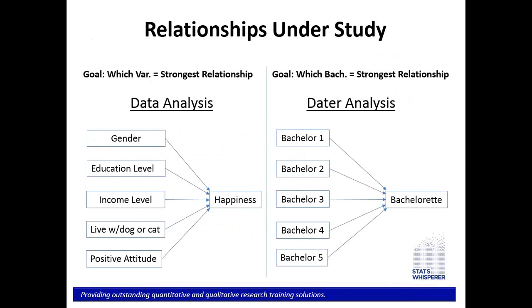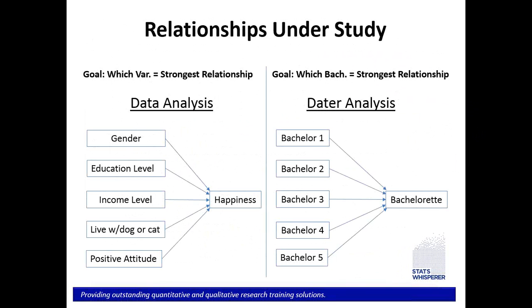First of all, on that show, see on the right-hand side, all the arrows go to the Bachelorette. So we're looking for that strongest relationship between several bachelors 1 through 5 on the left, and how they relate to the Bachelorette. We're looking for the strongest relationship. That's the whole point of the show.